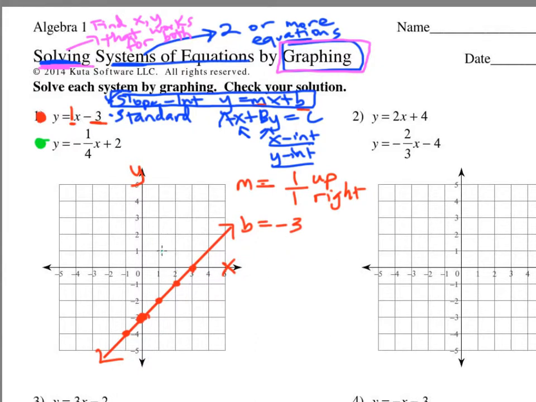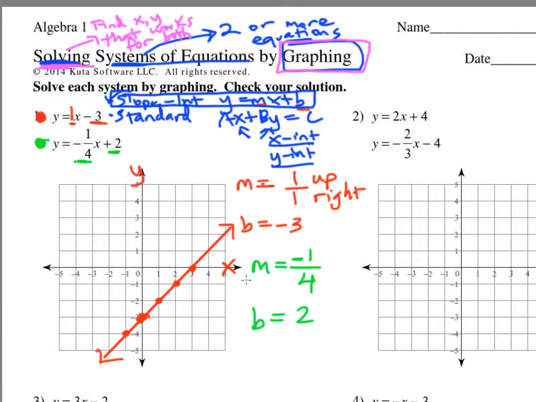All right, so let's take a look at the green one now. Again, we're going to begin and move. So this is our M, this is our B. So let's write it out. Our M is -1/4. You can give the negative to the 1 or the 4. And our B equals +2.